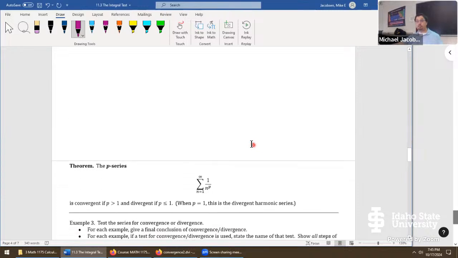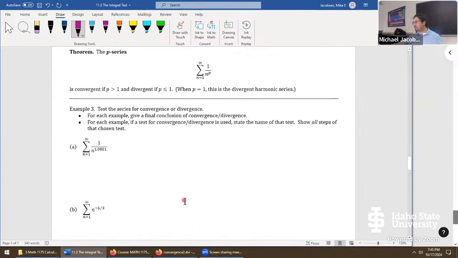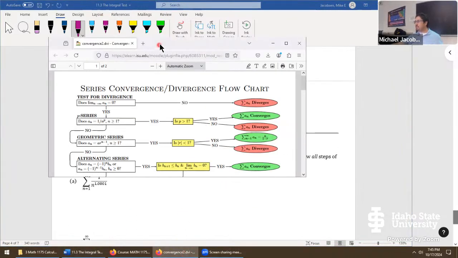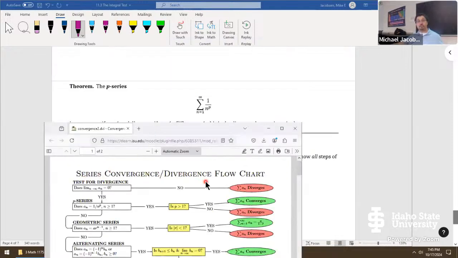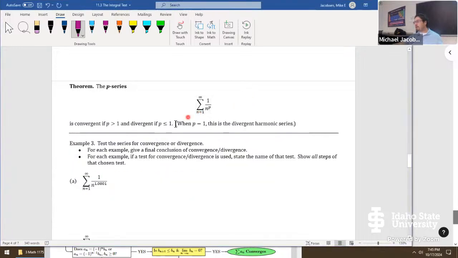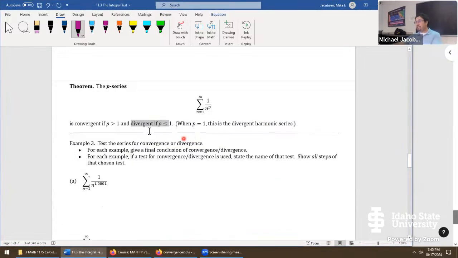We were looking at that in the flowchart. Honestly, I didn't invent this flowchart. It's just one that shows up on the internet if you search for a convergence divergence flowchart. The thing I don't like too much about it is it shows only the case where p is greater than 1 for convergence. But it's really helpful to say this as well: it diverges when it's less than or equal to 1. Sometimes spelling it out really is important when you're trying to absorb all this new information.